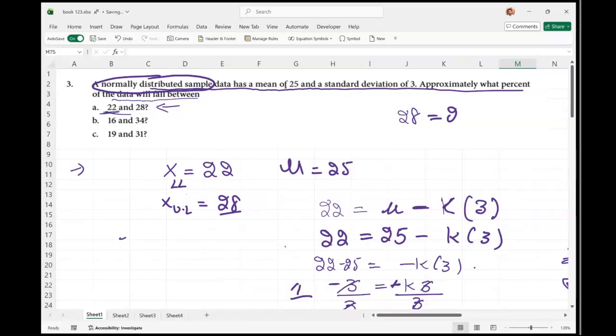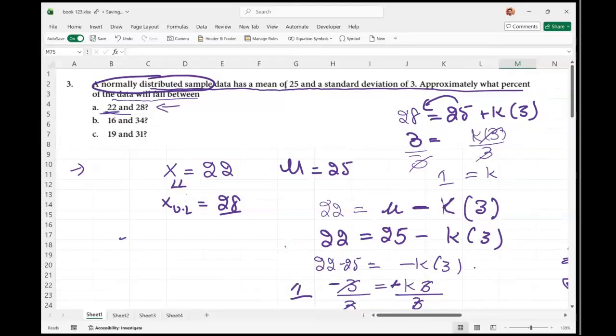So 28 equals 25 plus K times 3. Again, you do the same process. This will become 3 equals K times 3, and dividing both sides by 3, you're going to get the K value as 1.